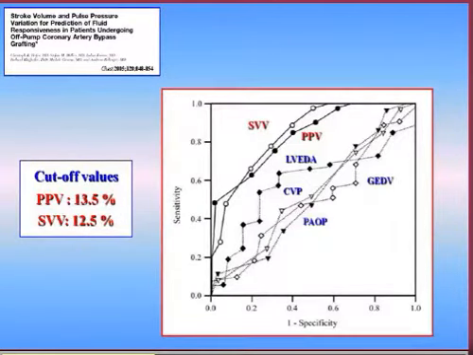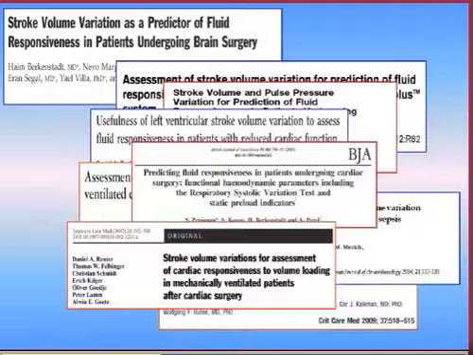Also, the group of Hofer, using the PiCCO device, found the same prediction with SVV and PPV, and better than the prediction by static measures of preload like left ventricular end-diastolic area, CVP, PAOP, and global end-diastolic volume. And the cutoff values were around 13%. So now we have many studies using the PiCCO system demonstrating good results in terms of prediction of fluid responsiveness by using stroke volume variation.